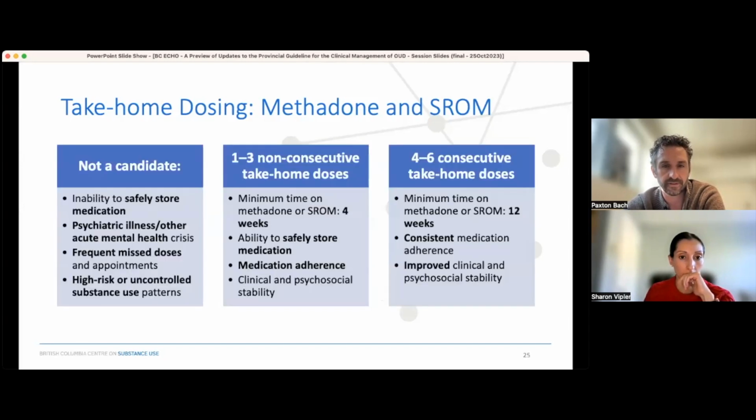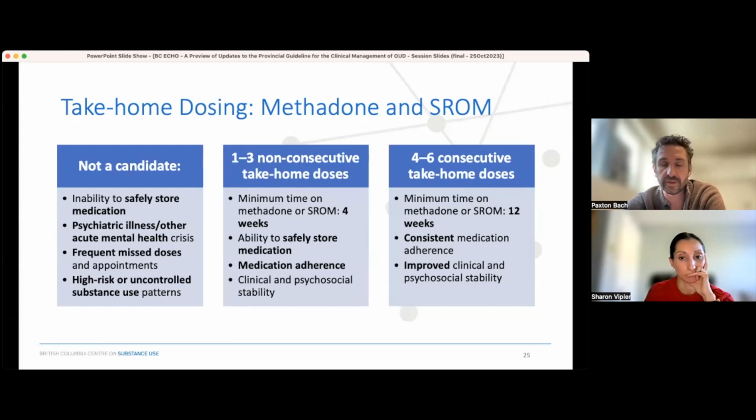If we can go to the next slide, this is articulated in a table here. So again, not a candidate is somebody who is just initiating the medications, or who is not able to safely store them, because these are medications that can cause significant harm if opioid-naive patients end up taking them. Also not a candidate: very significant acute psychiatric illness or other acute mental health crises that would prevent somebody from safely being able to take their medications regularly. Frequent missed doses or frequent missed appointments may be a factor in deciding candidacy, as well as really high-risk or uncontrolled substance use patterns, overdoses, blackouts, uncontrolled use. There's some clinical judgment there.